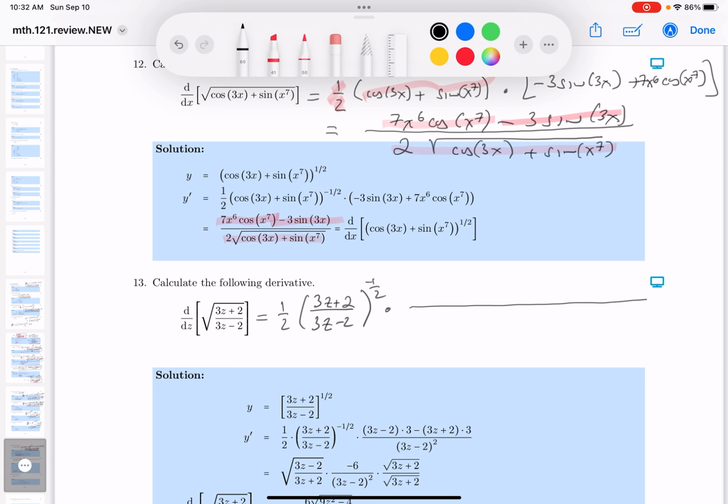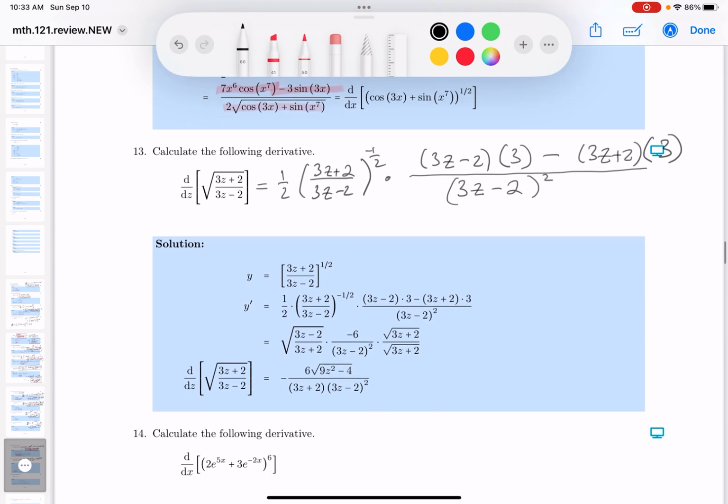What do you get there? Let's see. Square the bottom, 3z minus 2 squared. Bring the bottom to the top, times the derivative of the top, minus the top times the derivative of the bottom, which is 3.